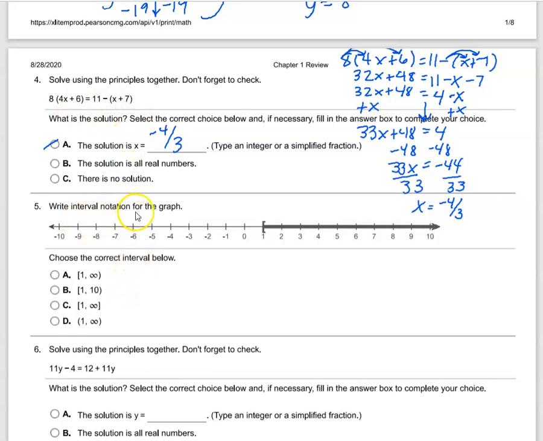So this says write in interval notation for the graph. Well, if you look at the graph, you can tell that there is a bracket. It starts at 1 and it goes all the way in this direction forever. So that's going to be 1 to infinity. It could be equal to 1 and then it goes to infinity. So that's not the parentheses one, it's the one with the bracket.